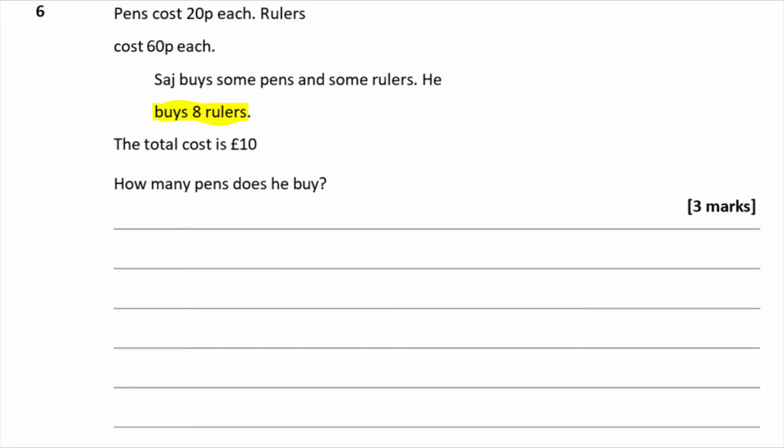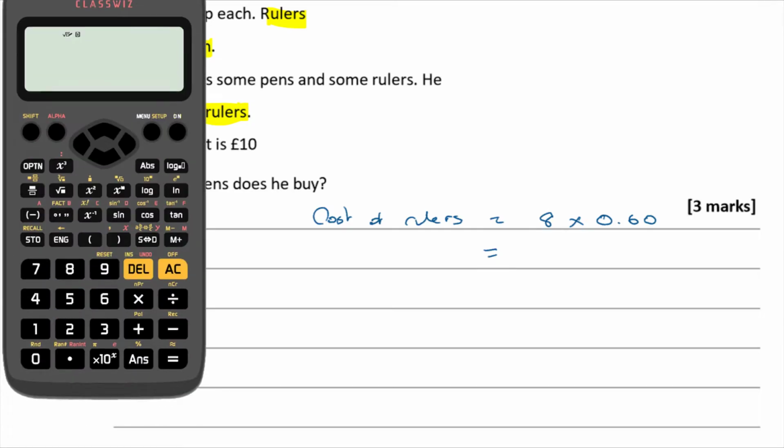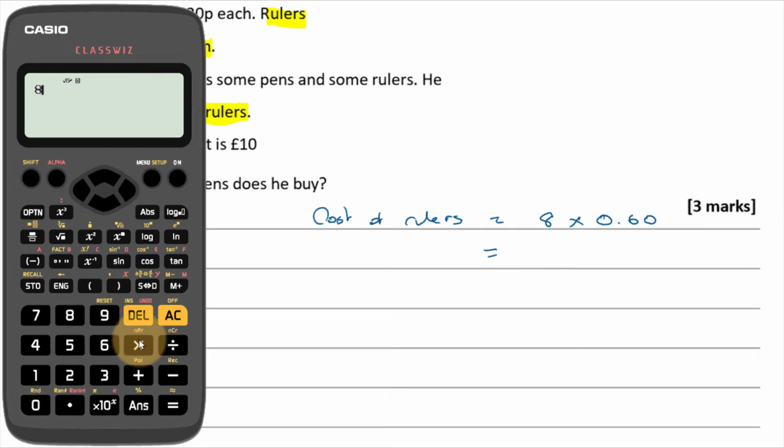So I'm starting with the 8 rulers that cost 60p each. Okay, so if I've got 8 rulers costing 60p, if I multiply those together, cost of rulers equals 8 rulers times 60p. I'm going to write it in pounds like that, 0.60. Right, so then multiplying that together on my calculator, 8 times 0.6, that comes out to be 4.8 or £4.80.